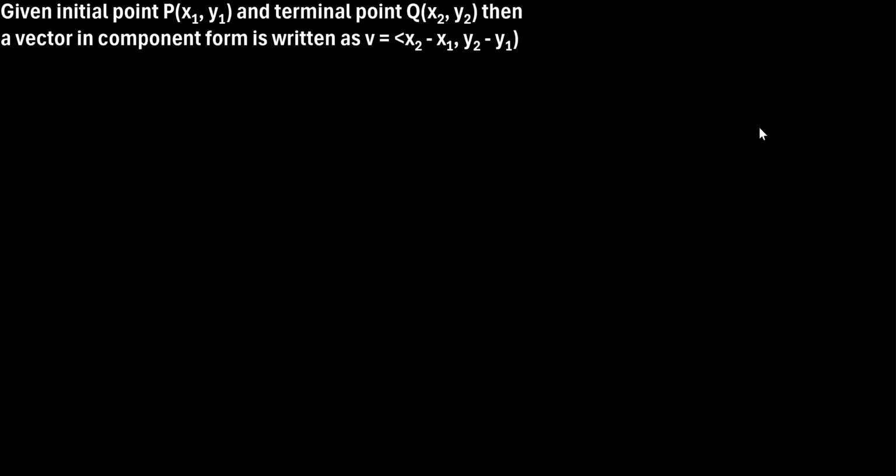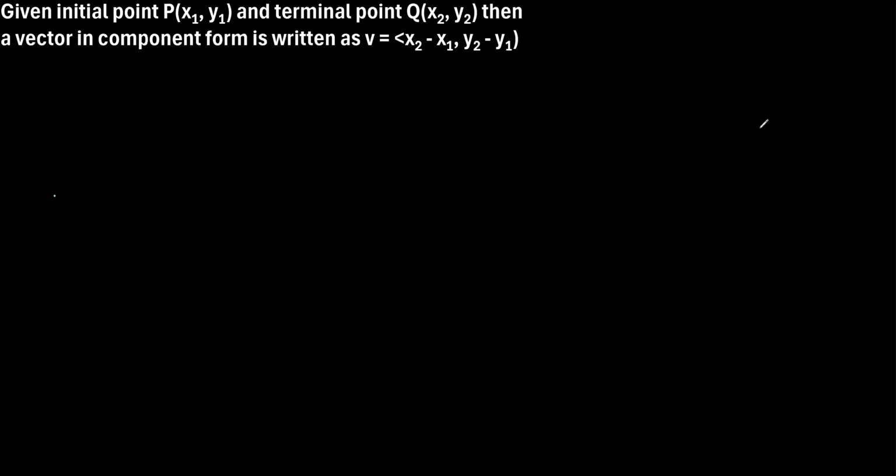In this video, we'll talk about how to write a vector in component form. So let's check out our definition. Given an initial point P with coordinates x1 and y1 and terminal point Q with coordinates x2, y2, then a vector in component form is written in this form: x2 minus x1, comma y2 minus y1.